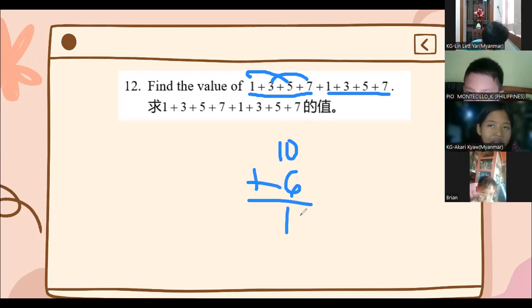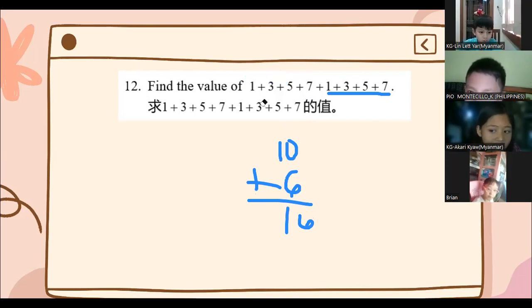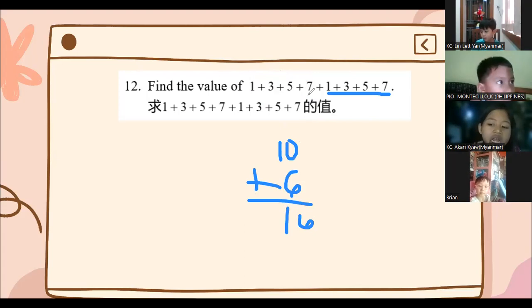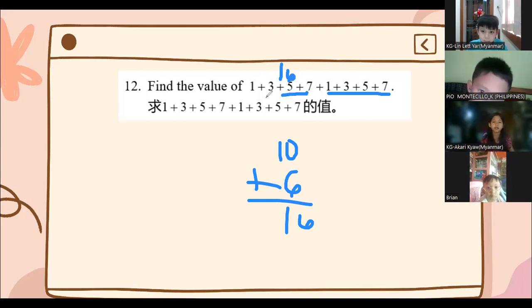So 16. Meaning, if this part right here is 16, then, listen carefully, the other group is also 16, right? So it's just 16 for this group. This is 16. So if this is 16 here, meaning this is also 16, right? Because the numbers are just the same. 1, 3, 5, and 7. So after that, just combine this to 16.